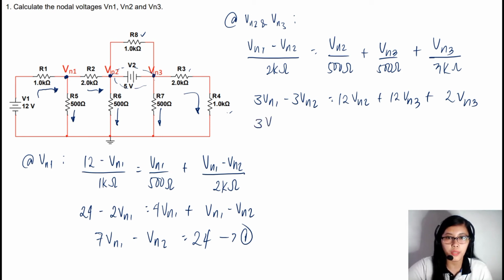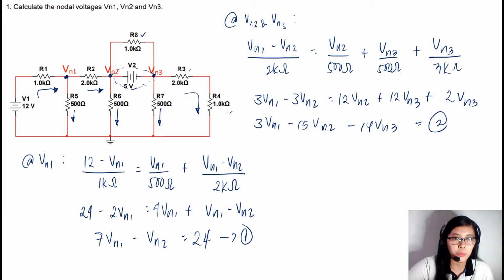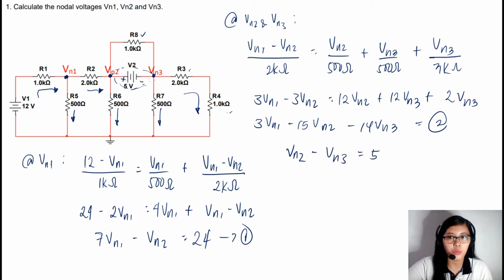Then let's put all the variables on one side of the equation. So this will be 3Vn1 minus 3 minus 12, so 15Vn2. 12 plus 2 is 14, transposed, that will be negative 14Vn3. And this is our second equation. Next, for our third equation, we will consider the polarity of the supernode. The positive side is connected to the Vn2 side, and the negative is connected to the Vn3 side. Therefore, our third equation will be Vn2 minus Vn3 is equal to 5.